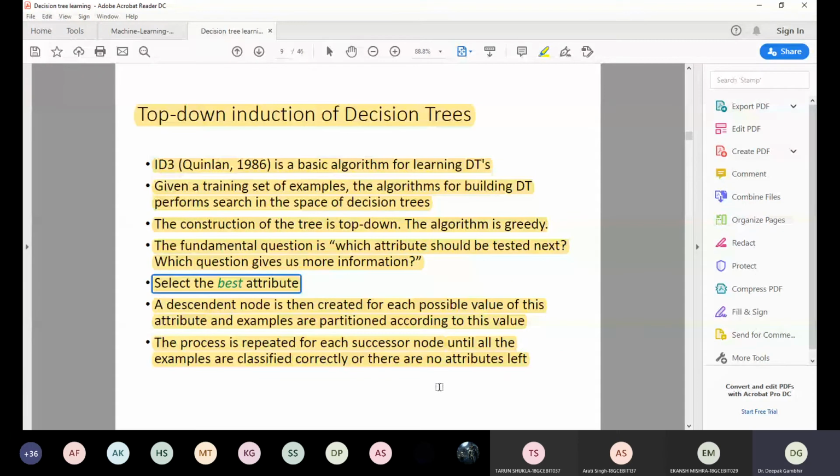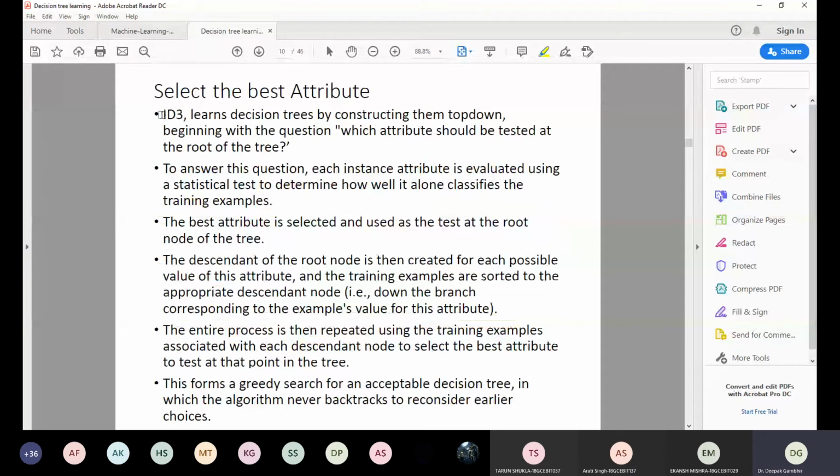Now what are those bases? In the case of the ID3 algorithm, the ID3 algorithm learns a decision tree by constructing it top down, beginning with the question: which attribute should be tested at the root of the tree? To answer this question, each instance attribute is evaluated using a statistical test to determine how well it alone classifies a training example.